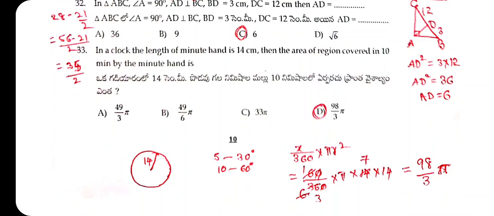In this clock, we know very well the sector formula x by 360 into pi r square. Here 5 minutes means 30 degrees, 10 minutes means 60 degrees. 60 by 360 into pi into r value, here 14, they have given 14 into 14. So 0 0 cancel, 6 1s are 6, 6 6s are, again 2 3s are, 2 7s are. So 98 by 3 pi is the answer.